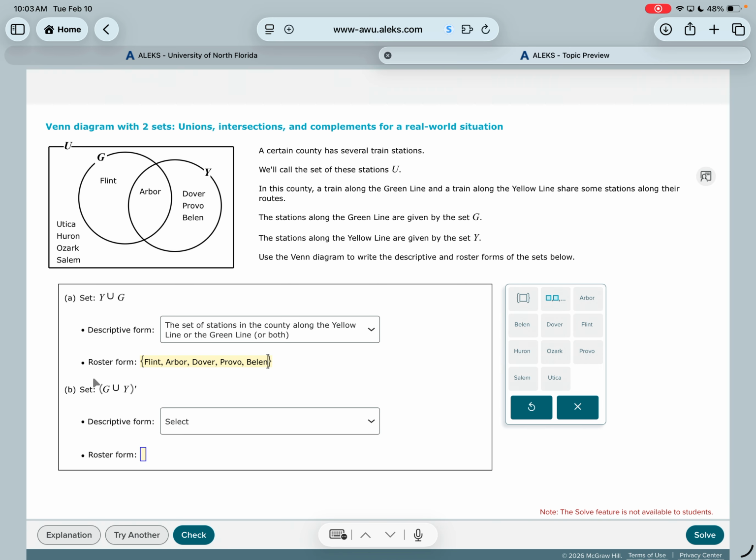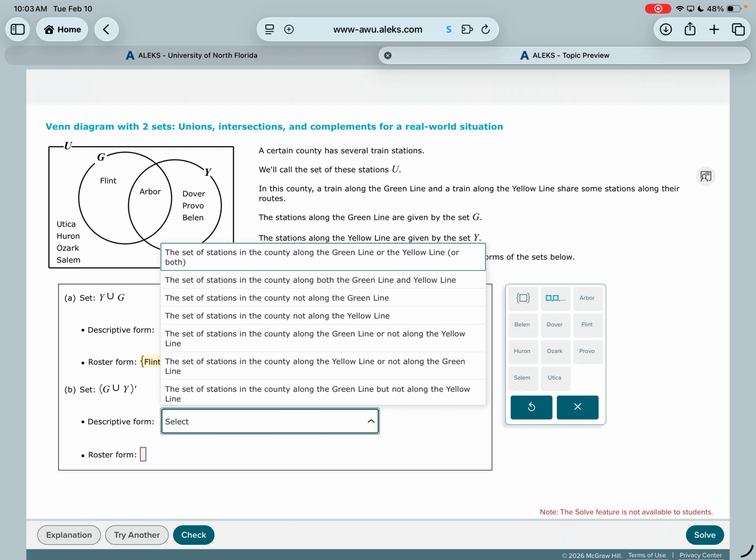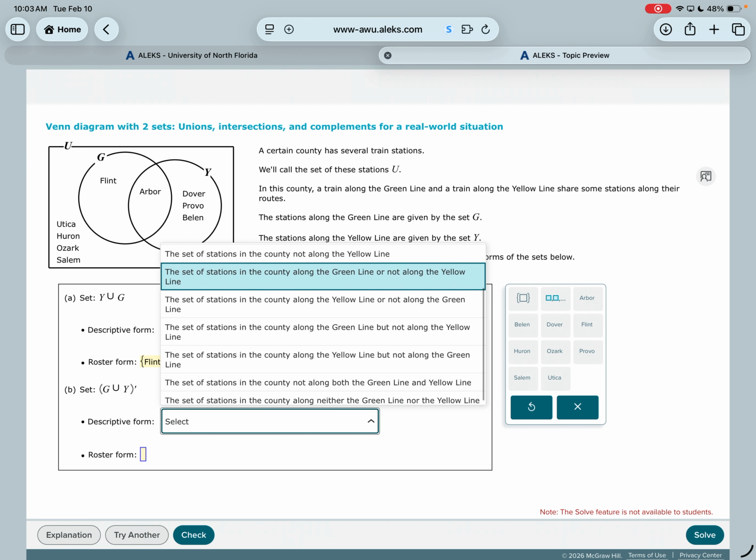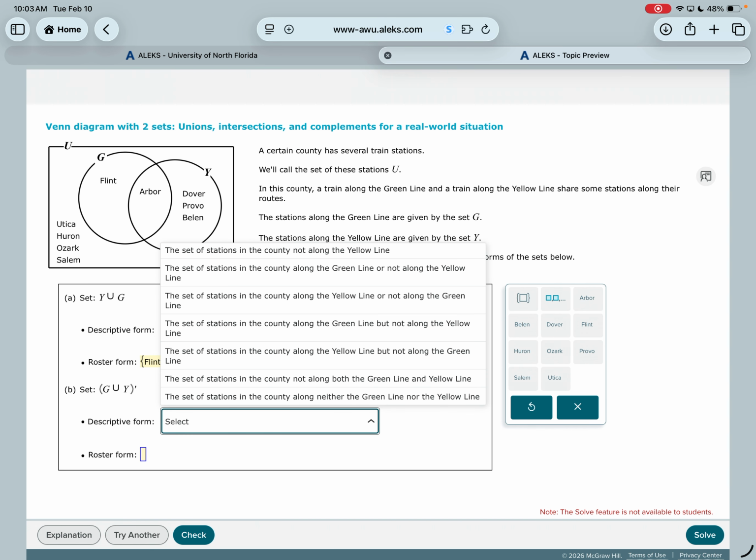It's always harder when it combines like these. What is in green or yellow, but not in green or yellow? So what is not in green or yellow? What is neither, the set of stations in the county along neither the green nor the yellow? I like that one, right?